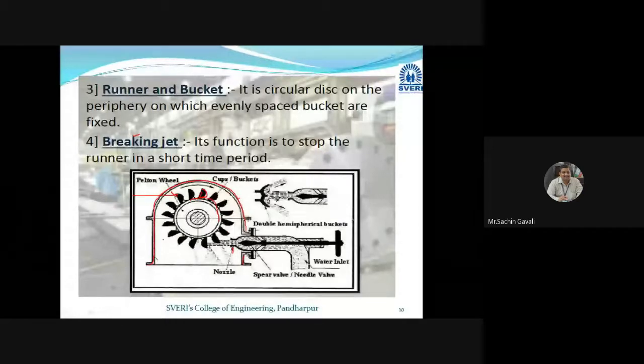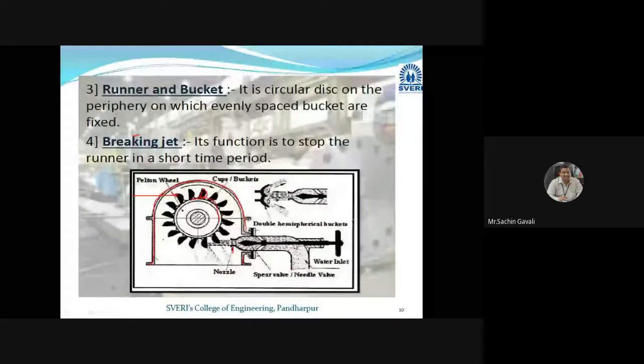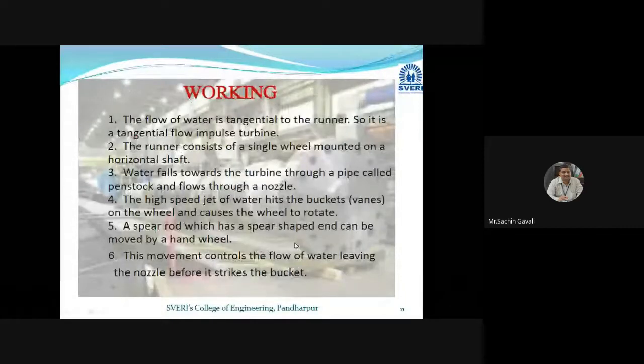These are the components of this particular Pelton wheel turbine working. The flow of water is tangential to the runner. So what is the direction of flow of water? Tangential to the runner. So it is a tangential flow impulse turbine. Okay.